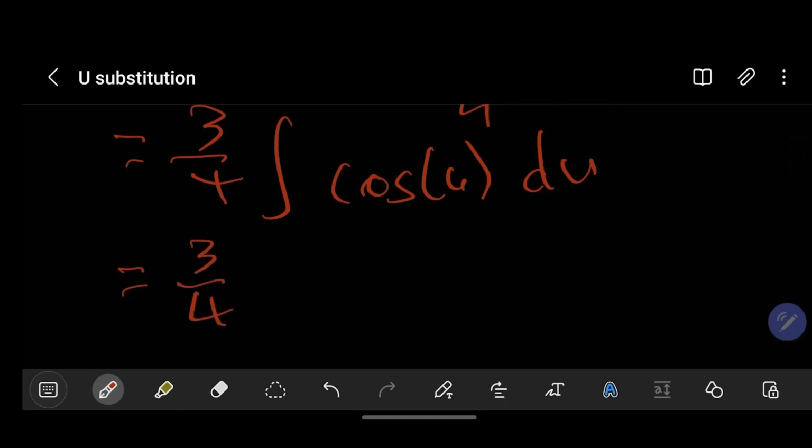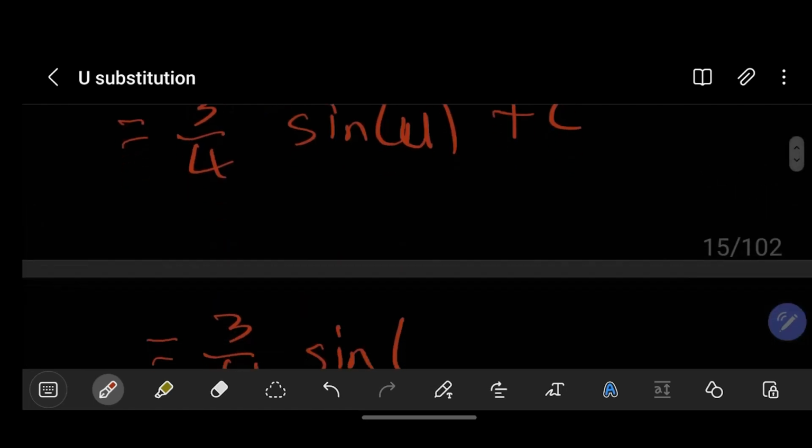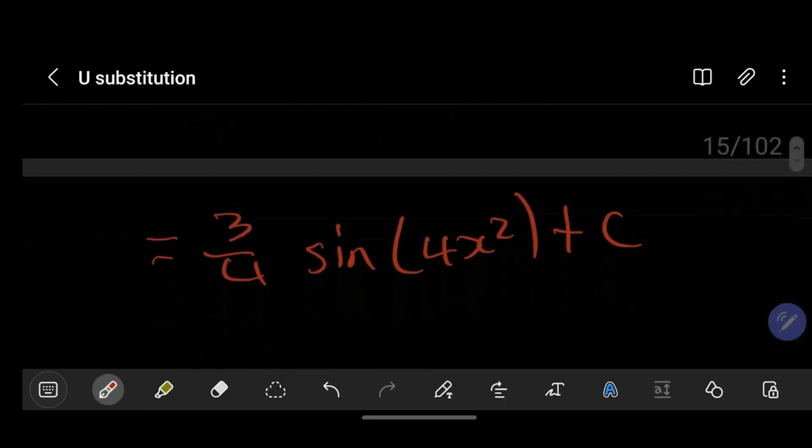We know that if we look at our trig rules, the integral of cos of u is equal to sine of u, so sine of u plus c. So go back and check your trig rules. If we were to simplify this, we would leave it as 3 over 4 sine of, we solve for u again, so that's 4x squared, plus c. That is your final answer. So quite important, again, remember your trig rules for integrals.